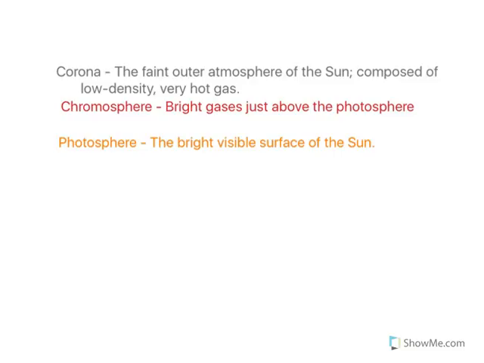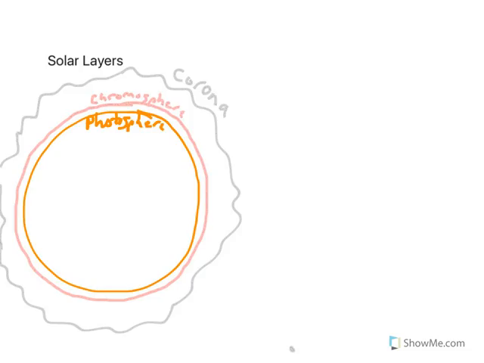We are talking about the sun in this chapter, and we are talking about the corona atmospheric layer of the sun, which is the faint outer atmosphere of the sun. It is above the photosphere and above the chromosphere. These three layers, the photosphere, the chromosphere, and the corona, are the atmospheric layers of the sun.